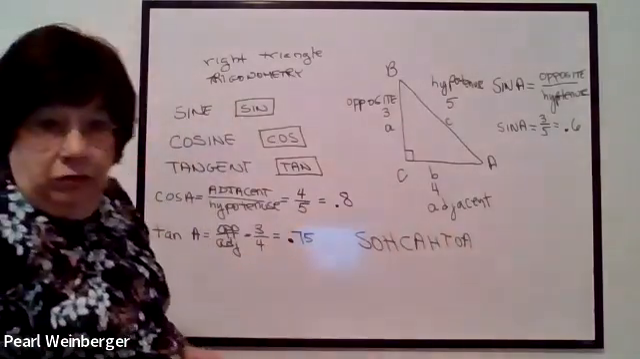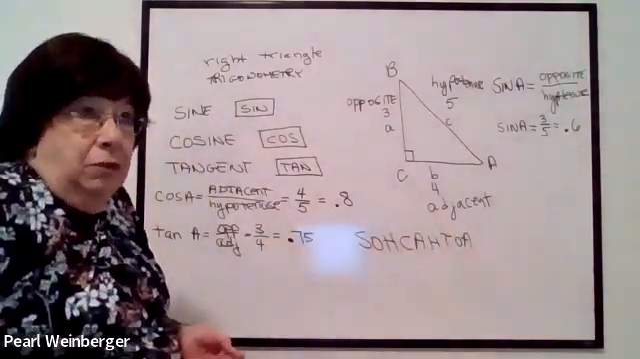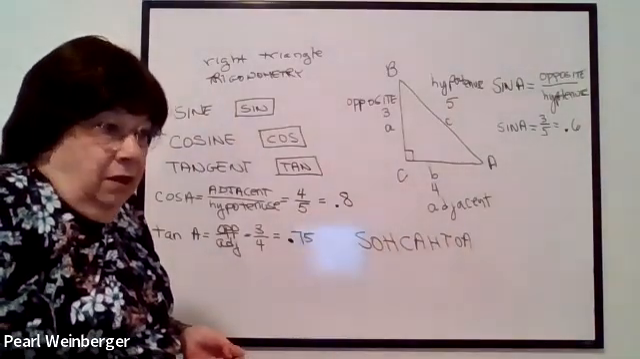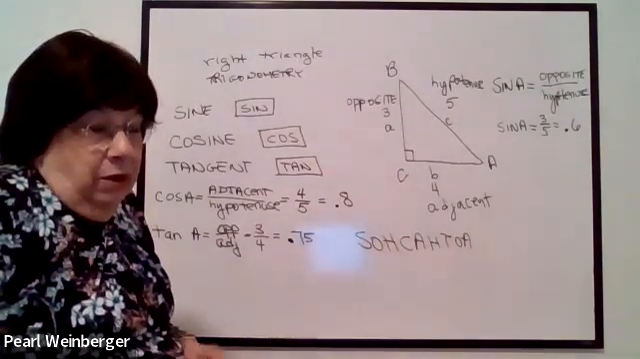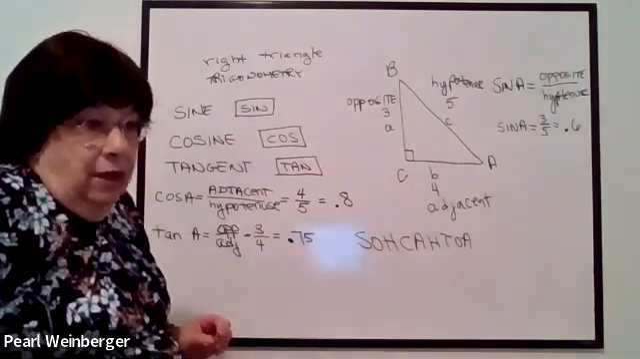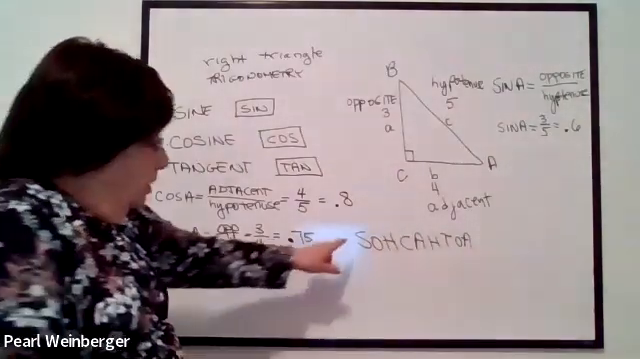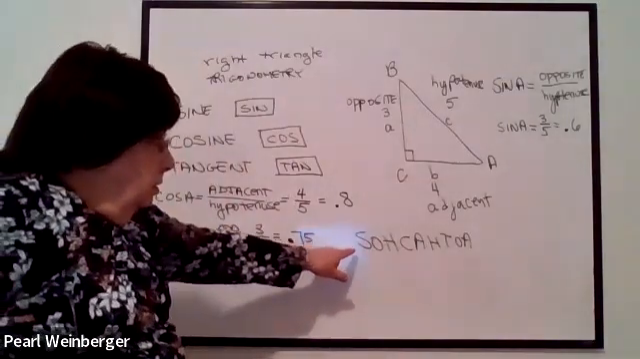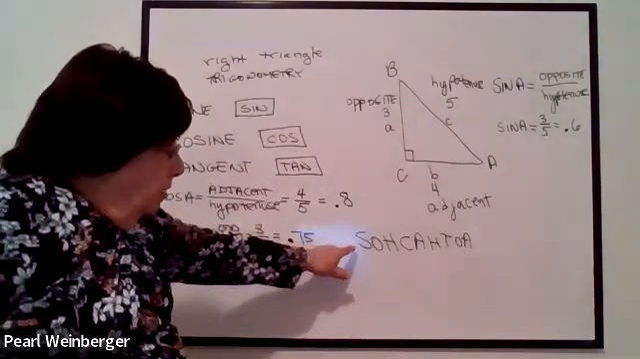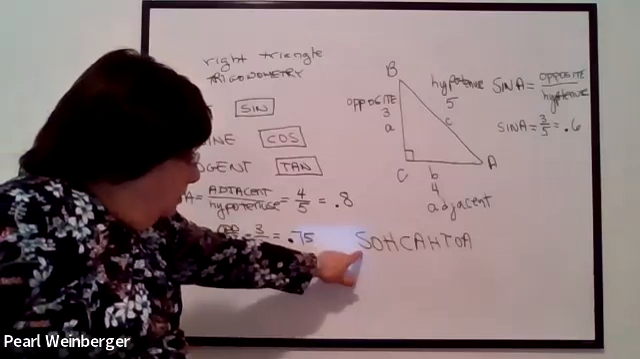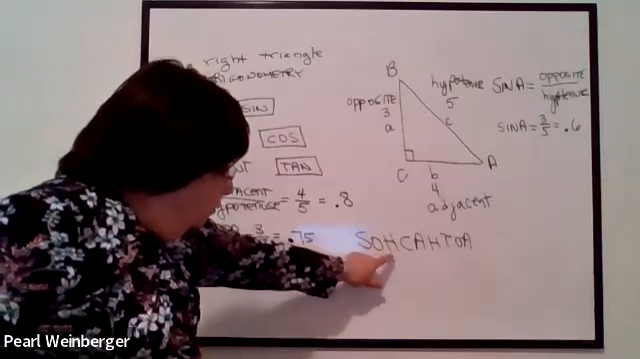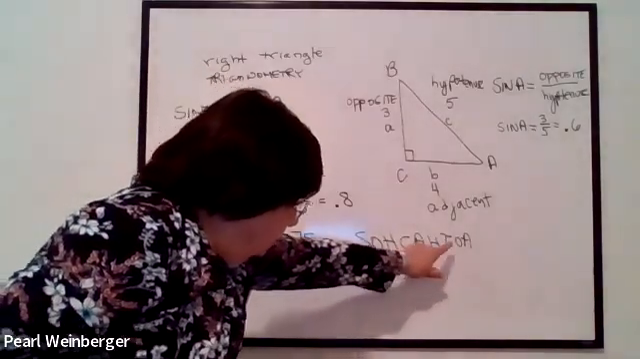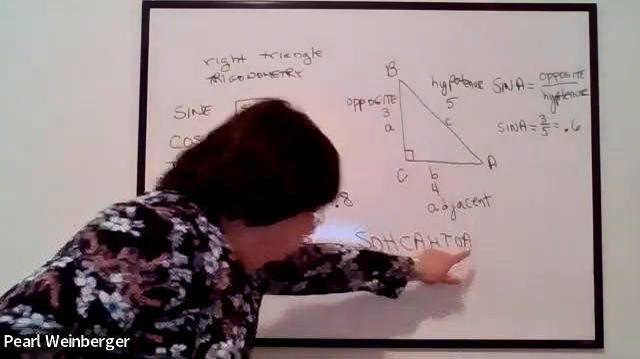SOHCAHTOA sounds like you're soaking your toes. So you can picture somebody coming in from the very cold, so they put their feet in a bucket of hot water. How is that going to help you? Because these are the first letters of each of them. Sine is opposite over hypotenuse, cosine is adjacent over hypotenuse, tangent is opposite over adjacent.